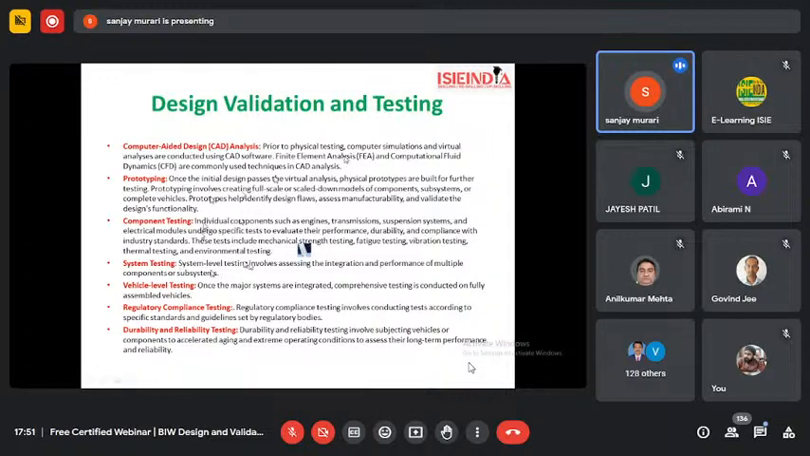And when all assemblies come together and our vehicle forms, we do the vehicle testing internally, and an on-road test will be there. Those I'll show in the picture.